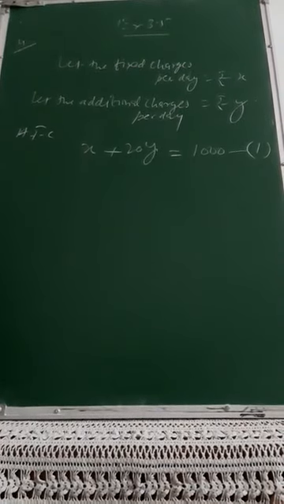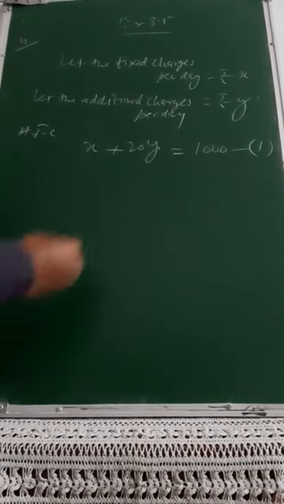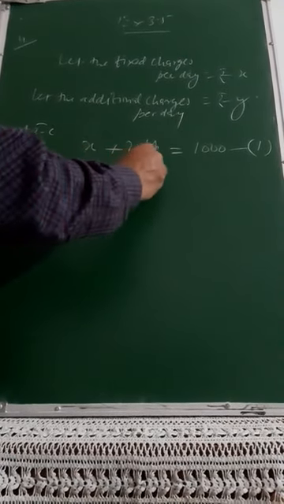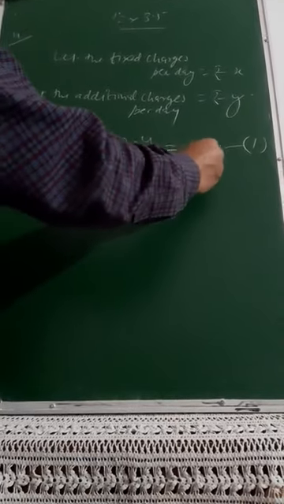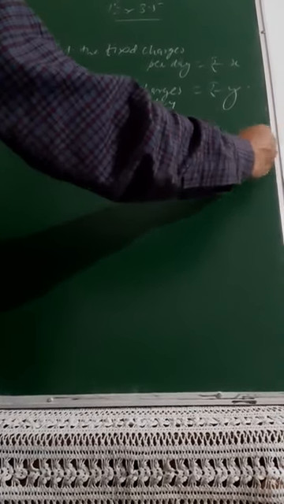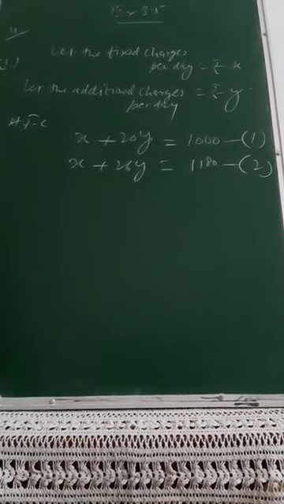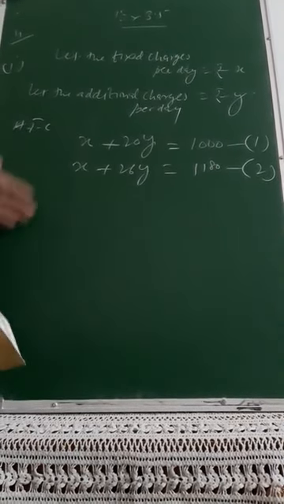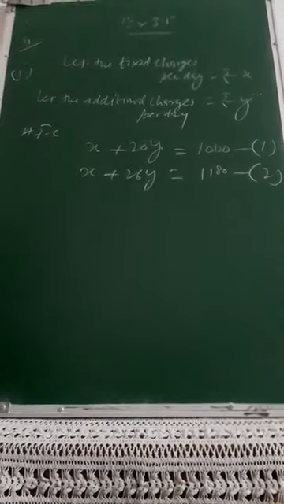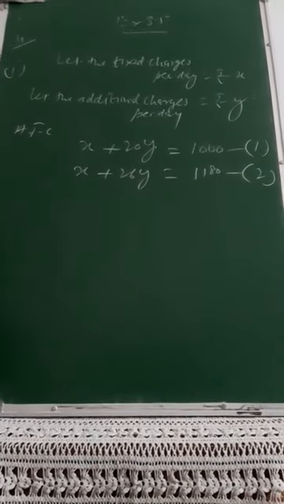And then second, student B who takes for 26 days. So again X plus 26Y, then she needs to pay 1180 rupees. So these are the two equations for your first part of question number 4. Very easy by elimination. Directly you subtract and get the value. I hope all of you will be getting the answer here.